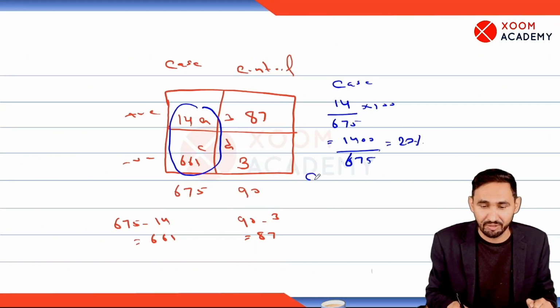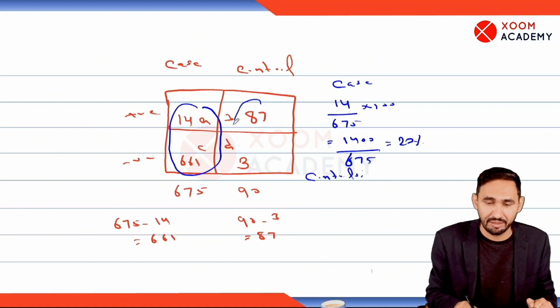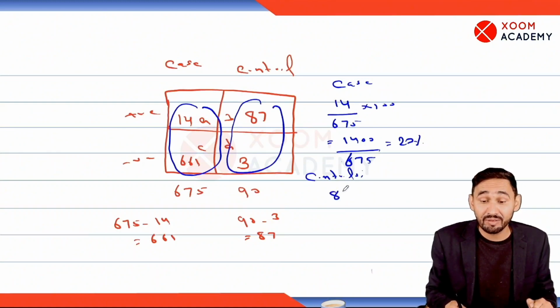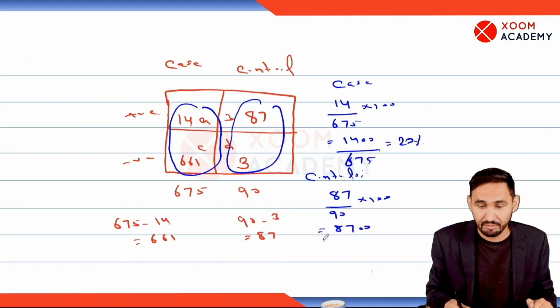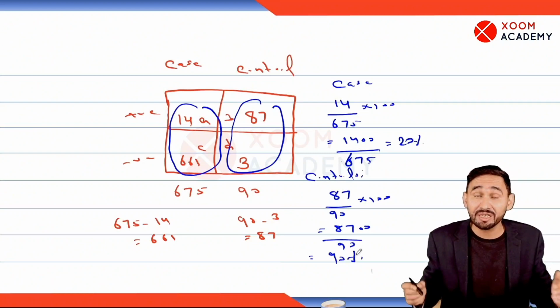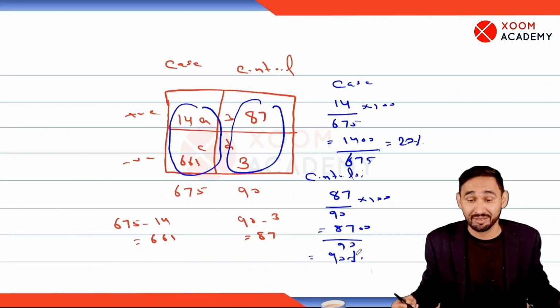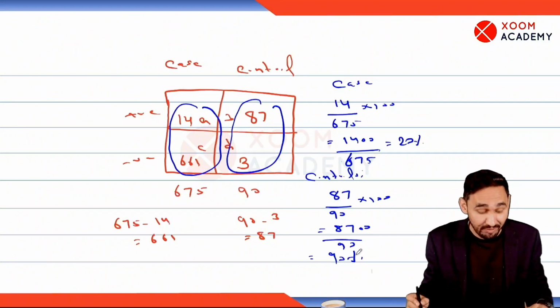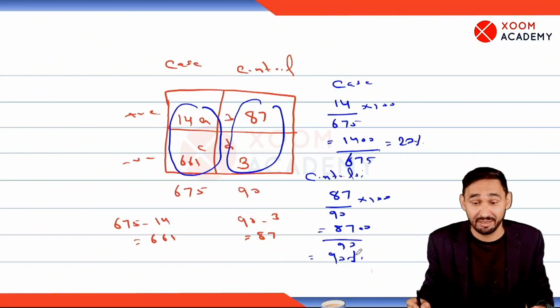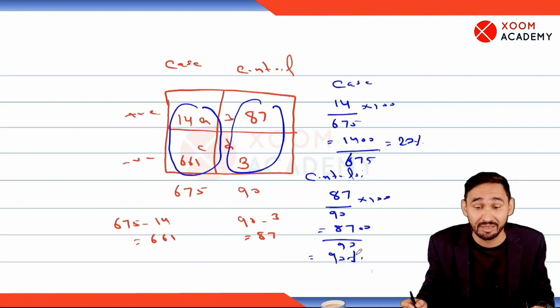Now we will calculate exposure rate in controls. These are the controls. 87 controls were exposed out of 90. Our answer will be roughly 90%. Exposure rate in control is greater than exposure rate in cases. So there is no association between risk factor and disease. Or we can say there is negative association.